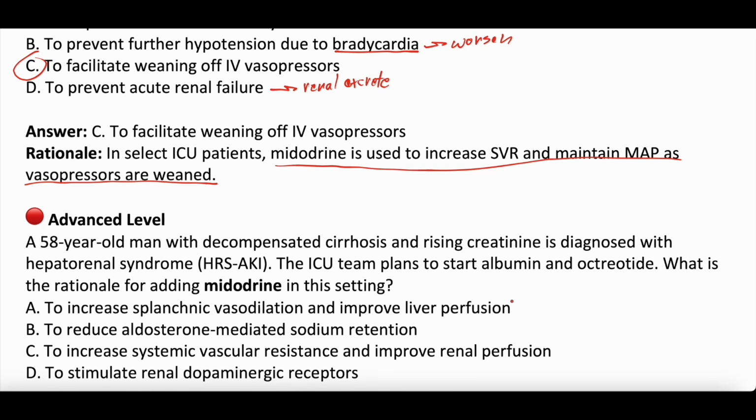A 58-year-old man with decompensated cirrhosis and rising creatinine is diagnosed with hepatorenal syndrome. The ICU team plans to start albumin and octreotide. What is the rationale for adding Midodrine in this setting? A, to increase splanchnic vasodilation and improve liver perfusion. B, to reduce aldosterone-mediated sodium retention. C, to increase systemic vascular resistance and improve renal perfusion. Or D, to stimulate renal dopaminergic receptors. Even though we didn't talk much about HRS, you could still get this question just based on what you know about Midodrine. All right, pause here if you want more time.